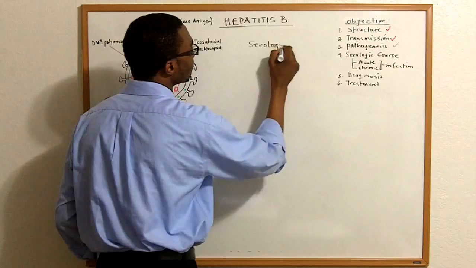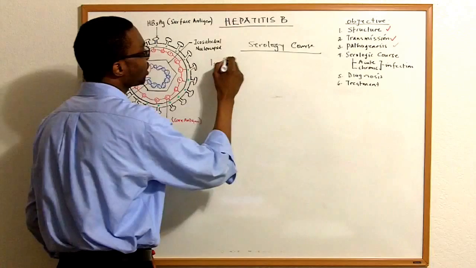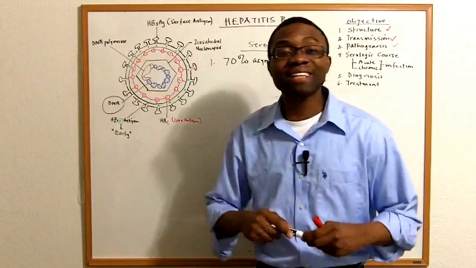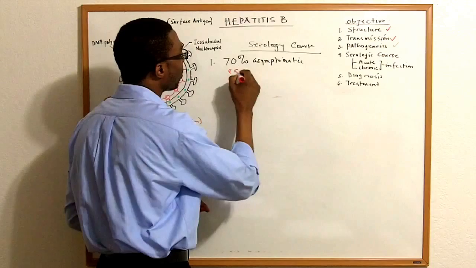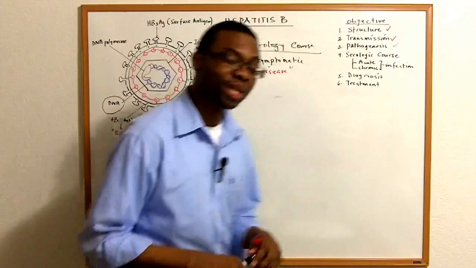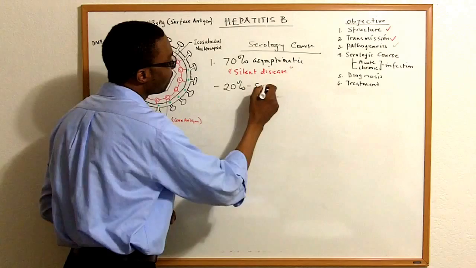So when somebody gets an acute infection, actually about 70% are asymptomatic. Asymptomatic, which means they don't even know they got an infection. That's why we call hepatitis B a silent disease. And I will tell you why in a minute. Now, about 20% of patients get infected with hepatitis B and can develop severe symptoms.